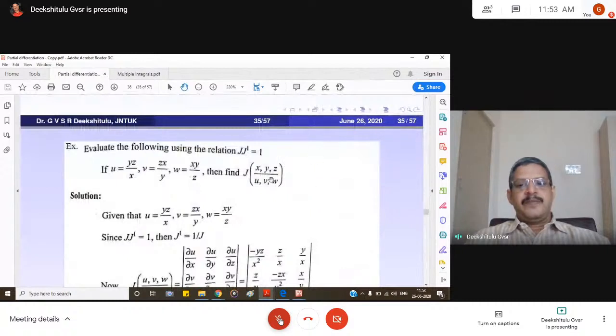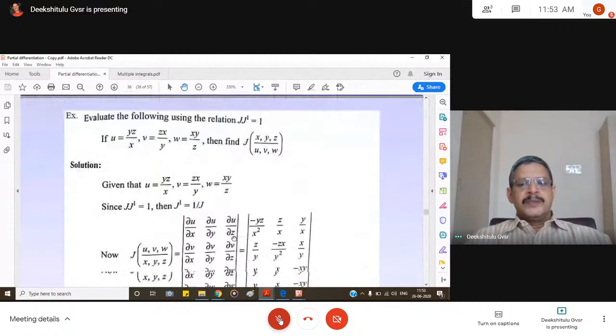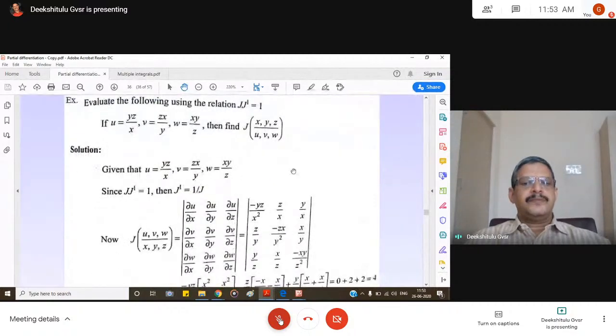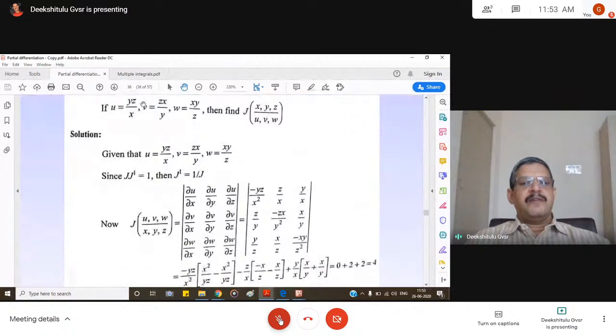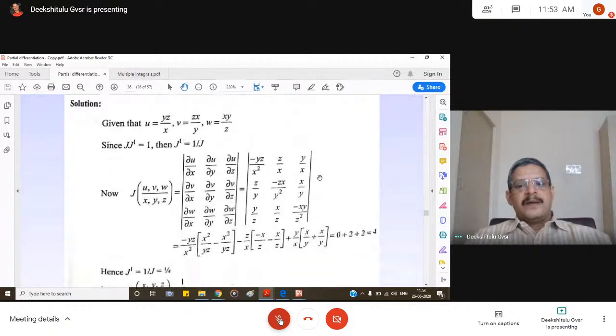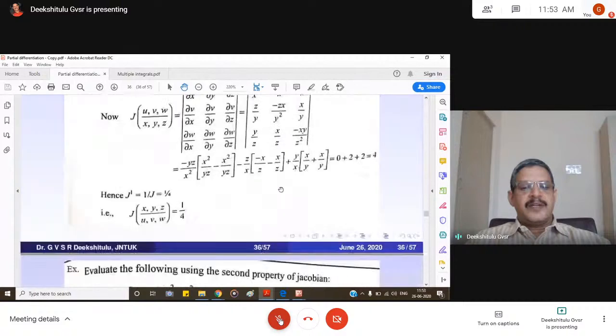Evaluate the Jacobian of u, v, w with respect to x, y, z. This is the expression we have, and from the given functions, ∂u/∂x is y by z, ∂u/∂y is z by x, and so on and so forth. So if you put these things in and find the determinant, that is your Jacobian.